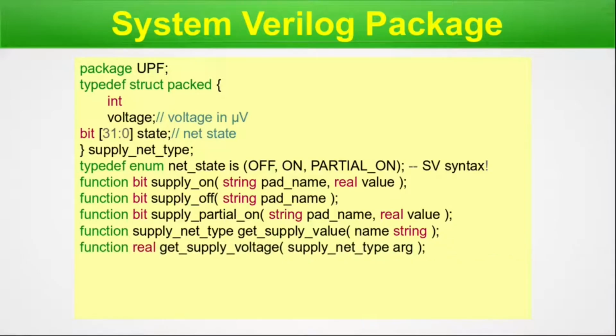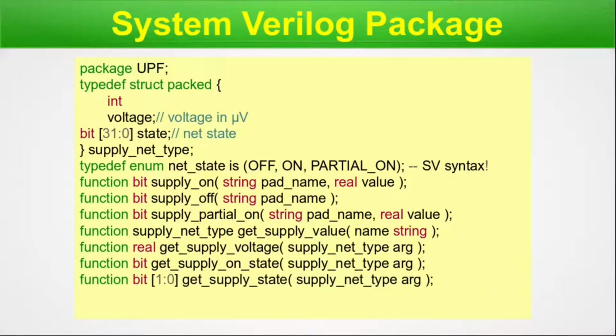So let's move on to the next one. Then we have the real get supply voltage, and we have the supply net type argument. Okay. Then the next one is get supply on state. If you remember, we have covered all these things in the previous slides, and now we are seeing them in terms of the code. The next one is get supply state, then supply net type argument. And here we end the package UPF. So this is the package in SystemVerilog that corresponds with the UPF. This must be there, otherwise the two things cannot interact. Two things means the SystemVerilog and the UPF.